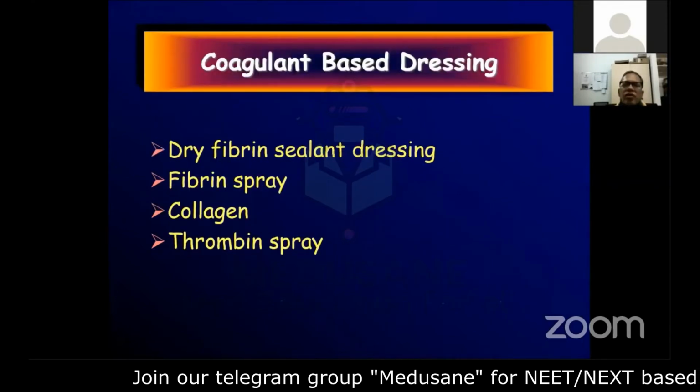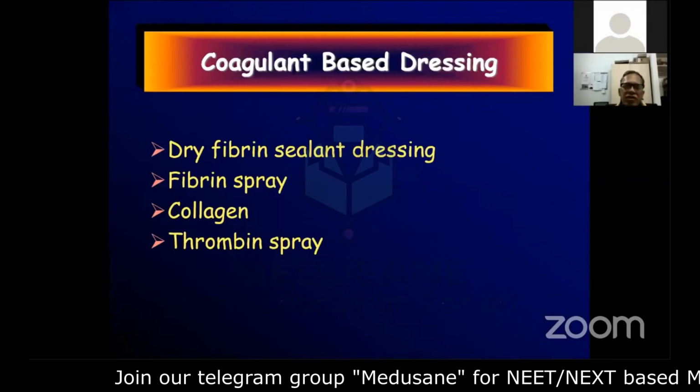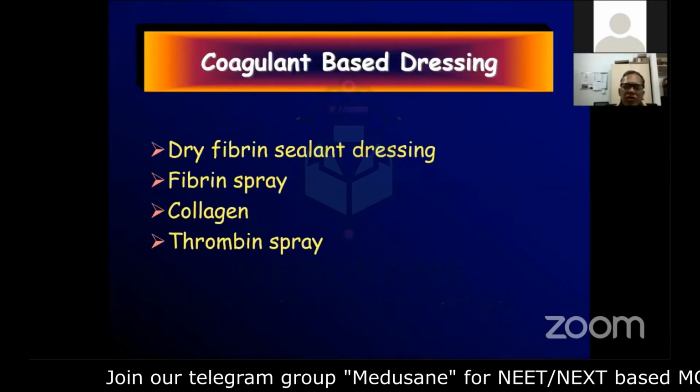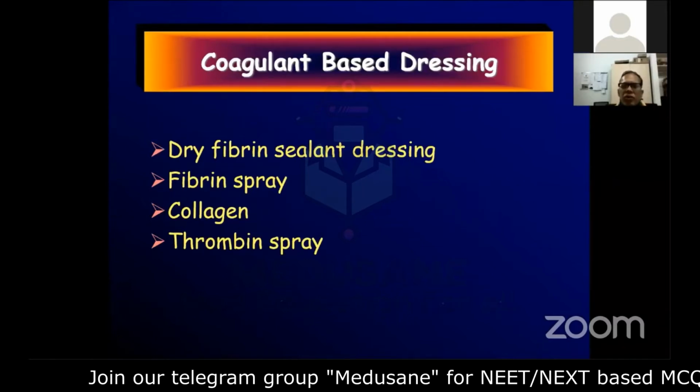So it is better to be very sure that everything is removed, all cloth, everything, and then put this on. Then you have another option, coagulation-based dressings like dry fibrin sealant dressing, fibrin spray, collagen application, thrombin spray. Those hold the clot for some time with pressure.